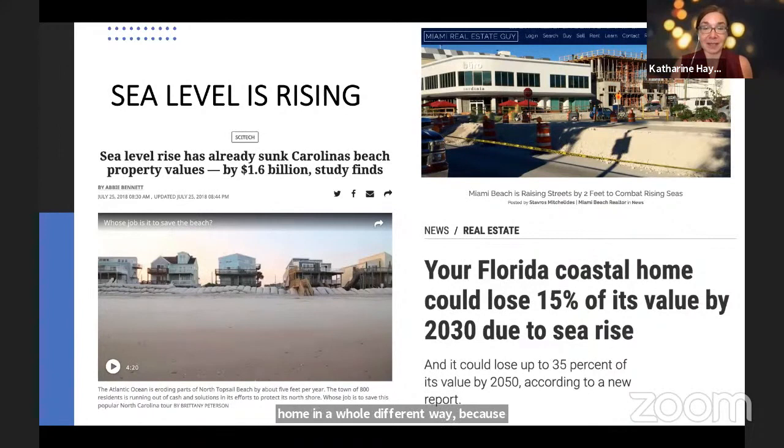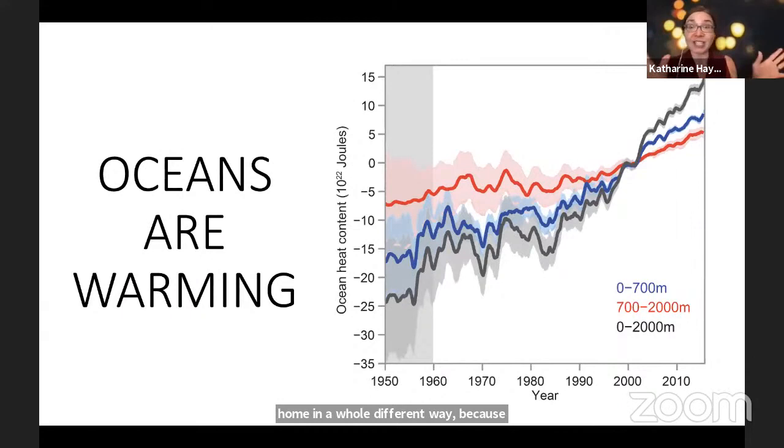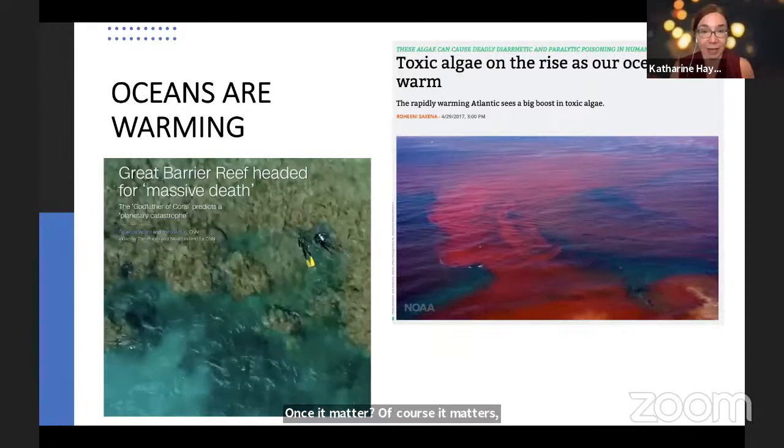Here's an even more esoteric one. The oceans are warming in units of exajoules. Now, I don't think anybody could really identify with that one. I mean, people would be like, what is that? Why does it matter? Oceans? Of course it matters, but why? It matters because coral reefs are being bleached during marine heat waves. It matters because toxic algae is on the rise as oceans warm.